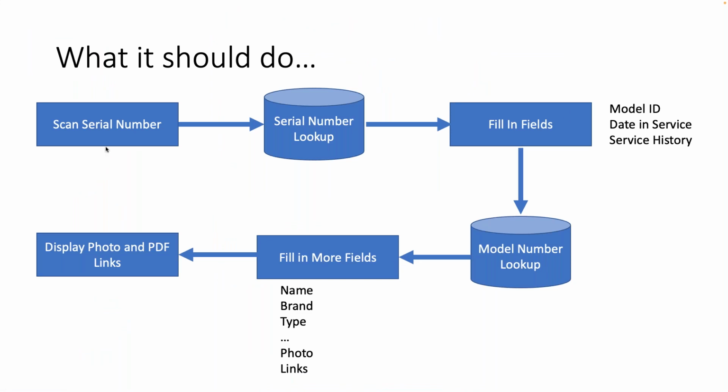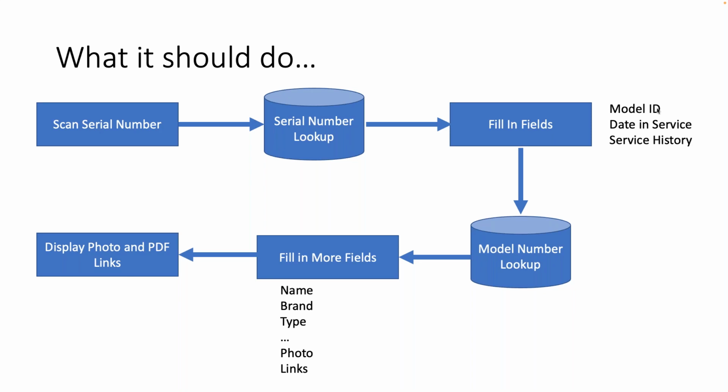Okay, so when the technician gets to that part on that form where they scan in the serial number, the first thing that Transform is going to do is it's going to look at an internal database called a SQLite database, and it's going to look up that serial number. When it finds the serial number, it's going to fill in the model ID, the date in service, and the service history.